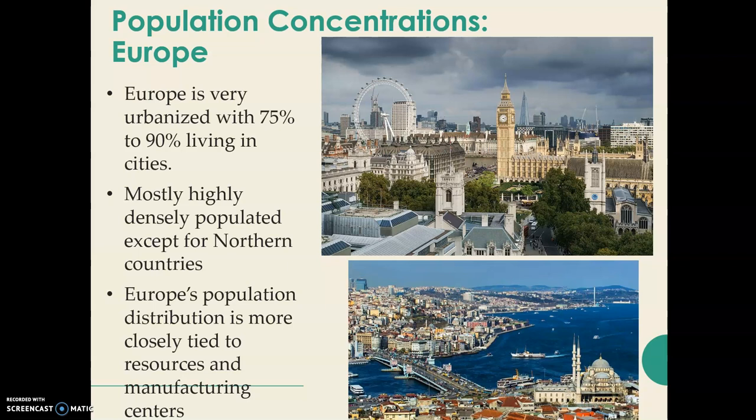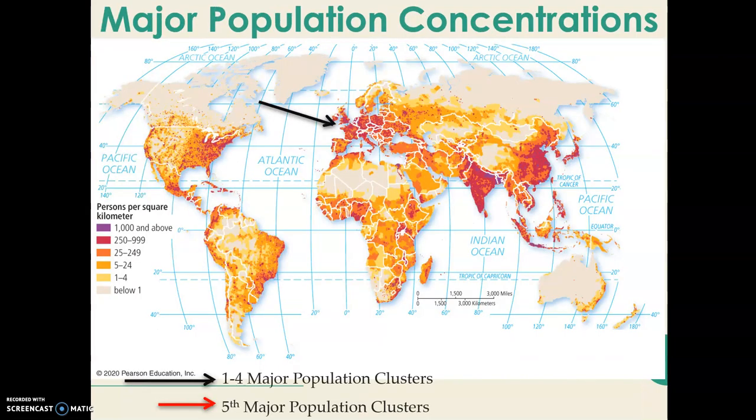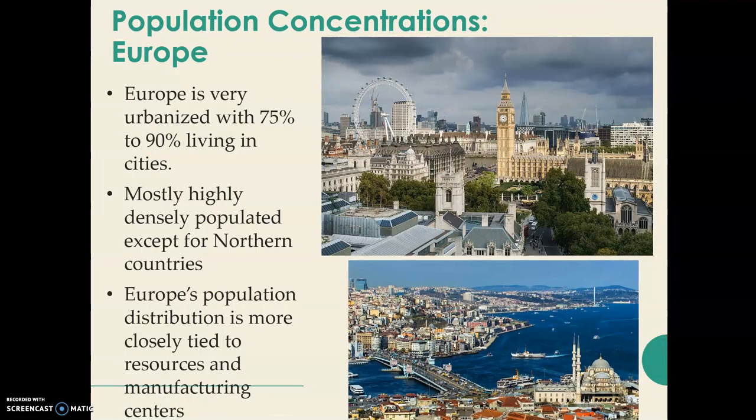Okay, now we're going to be talking about Europe. Europe is highly urbanized, unlike the Asian countries or locations we've been talking about, where the majority of their population lives in rural communities. Europe is super urbanized. 75 to 90% of the population of Europe actually live in a city.